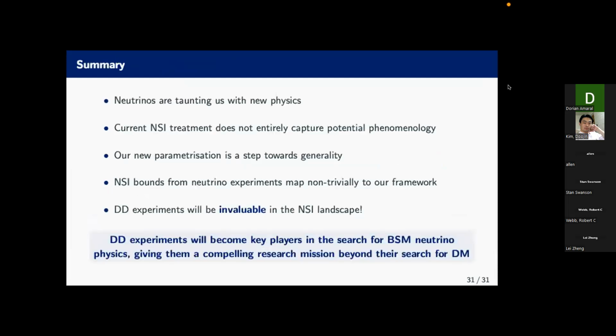So to summarize, neutrinos are taunting us with new physics, so we had better look at them. The current NSI parameterisation doesn't holistically treat the whole space because it kills the electron. Our new parameterisation is geared towards greater generality. Bounds from neutrino experiments can evolve pretty rapidly in this new parameterisation. And direct detection experiments are going to be invaluable in this landscape. My main point is that they're going to become key players in the search for new neutrino physics, and this, along with their search for dark matter, will give them a compelling research mission beyond it.